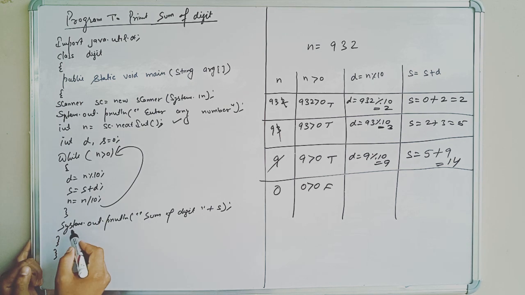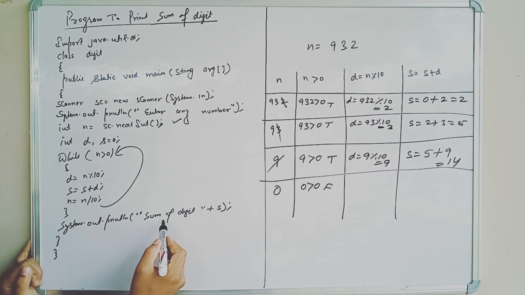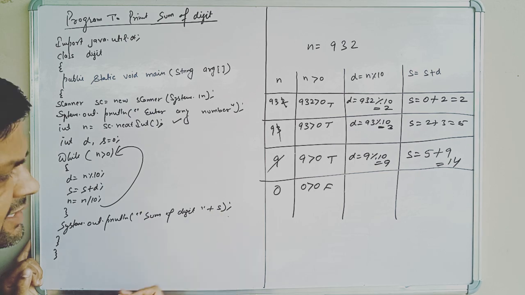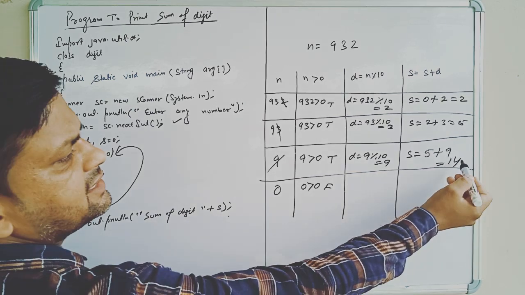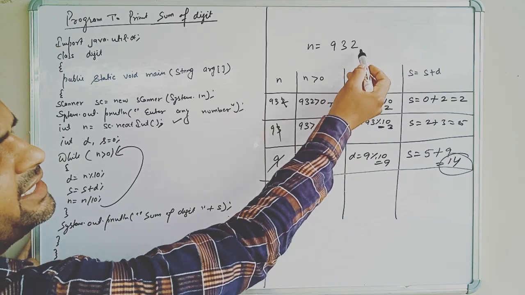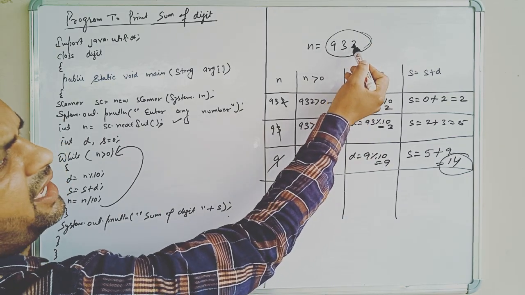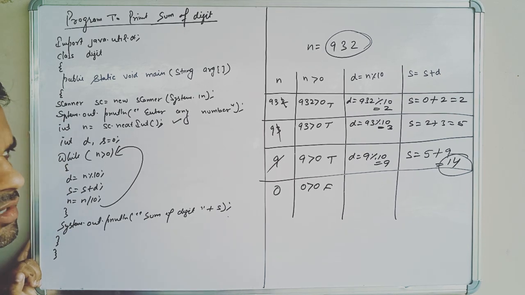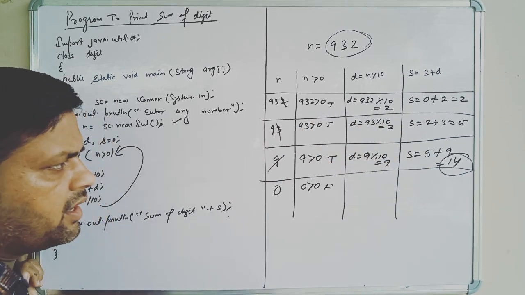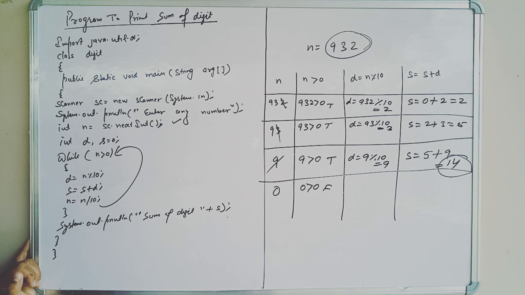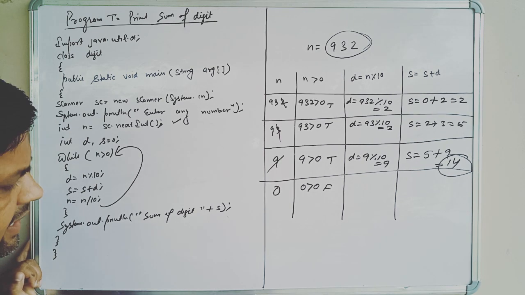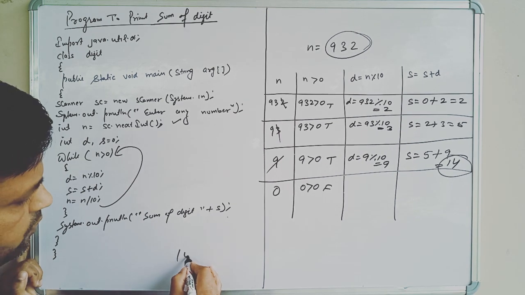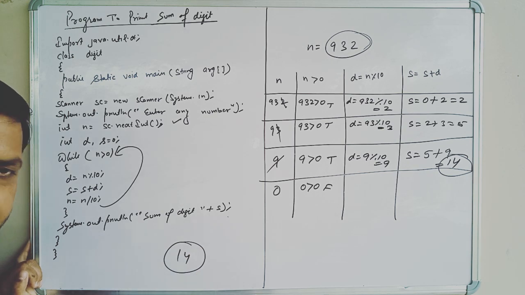Out of the loop I have written one statement, System.out.println of "sum of digit" plus s. So what is the value of s? 14. Now digits are 9, 3 and 2. What is the addition of all these 3 digits? 14. So it means your program calculated the sum of digits in a correct way. So what will be the output in this case? Output will be 14. So this is the program to print the sum of digits.